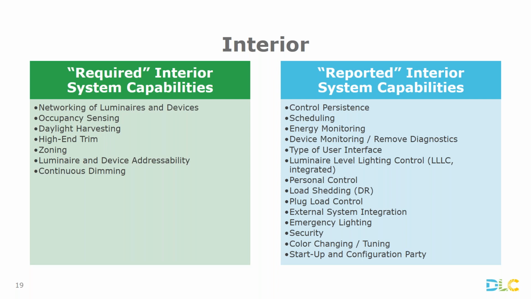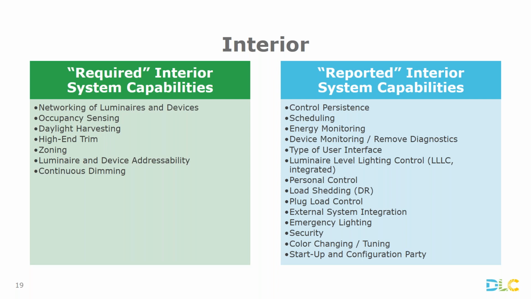Then in addition to that, on the QPL, we identify whether your system has a capability we refer to as control persistence. We'll define this in a moment. Whether your system has scheduling capability, energy monitoring, device monitoring, and that's the wrong word there, it should say remote diagnostics. The type of user interface your system uses, whether that's an app or a computer-based interface, maybe a remote control, and the platform it's on. Whether your system has something called luminaire level lighting control. We'll talk about what that is in a moment. Personal control, load shedding, plug load control, whether you can integrate with other building systems or other external systems, and how.